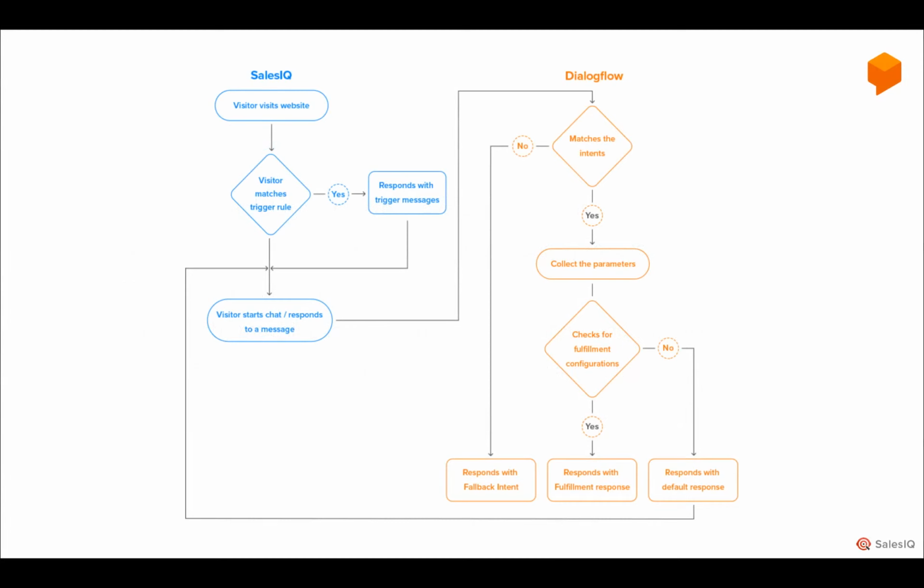So I'll tell you how this works. When the visitor lands on a website and matches the trigger rule, the configured welcome message will be displayed by the bot. When the visitor responds to the message, the intents configured inside Dialogflow are checked to see if they match the visitor's message. Dialogflow responds with a fallback intent if none of the intents are matched. When the intents match, Dialogflow starts collecting the missing parameters and then checks for fulfillment configuration. When fulfillment scripts are executed and the responses are returned to the Zobot, the responses are displayed in the chat window. So that's how a Zobot built using the Dialogflow platform works on your website.